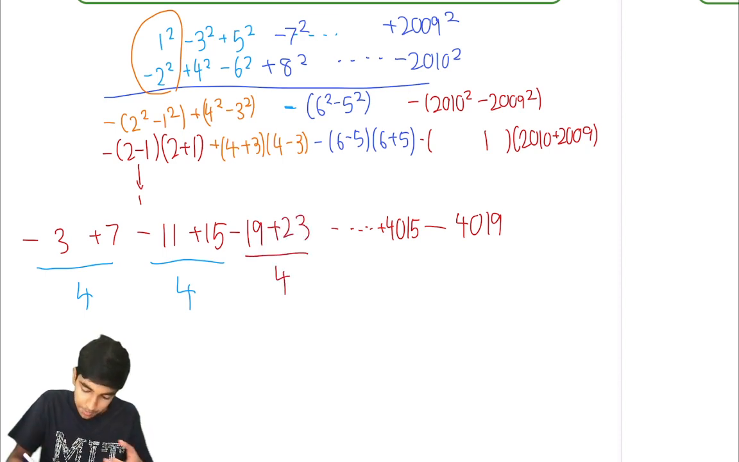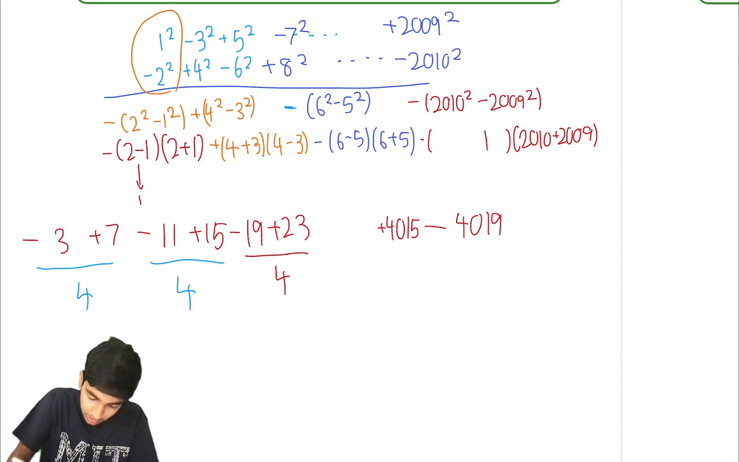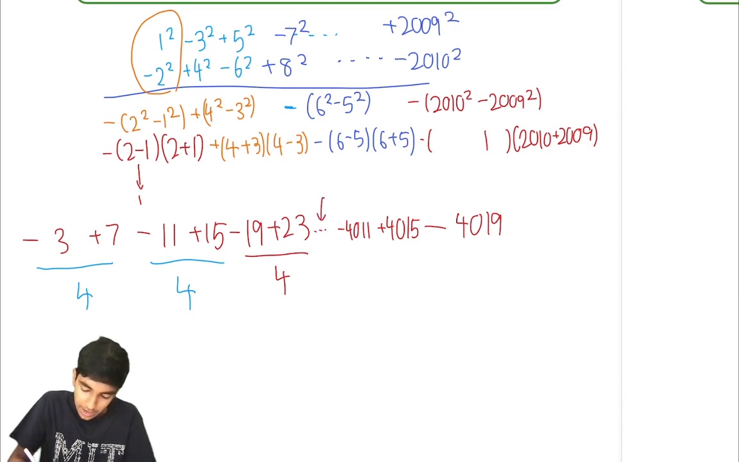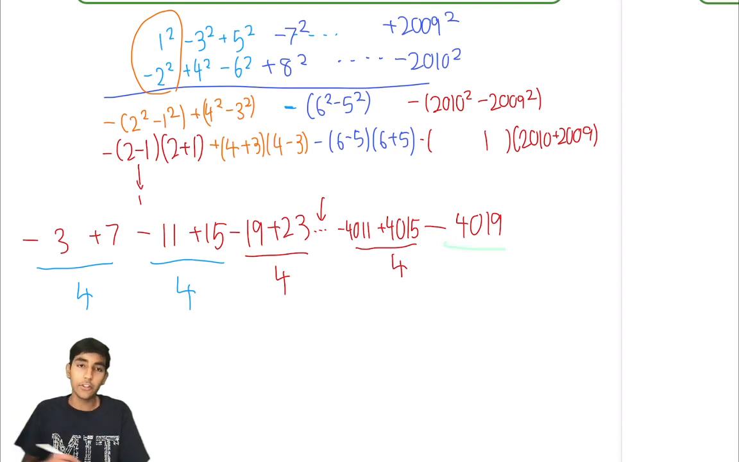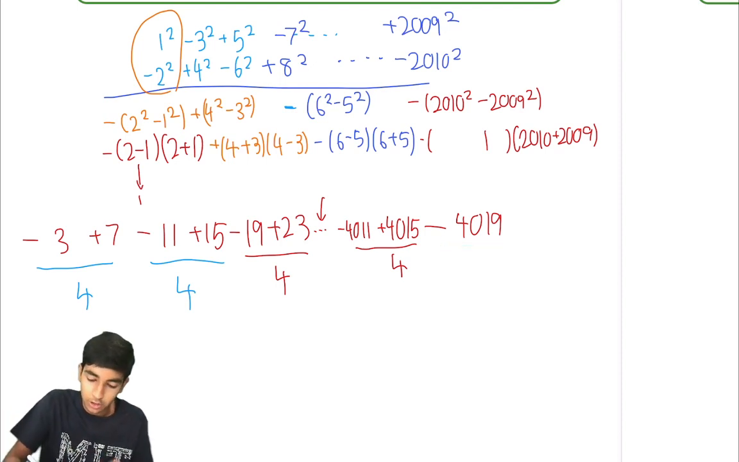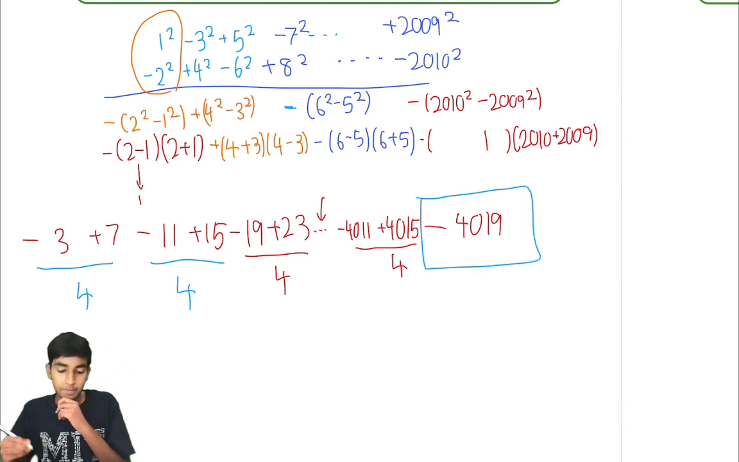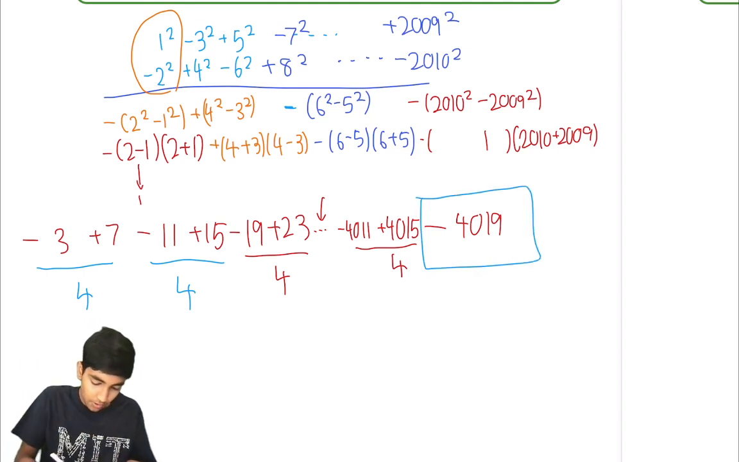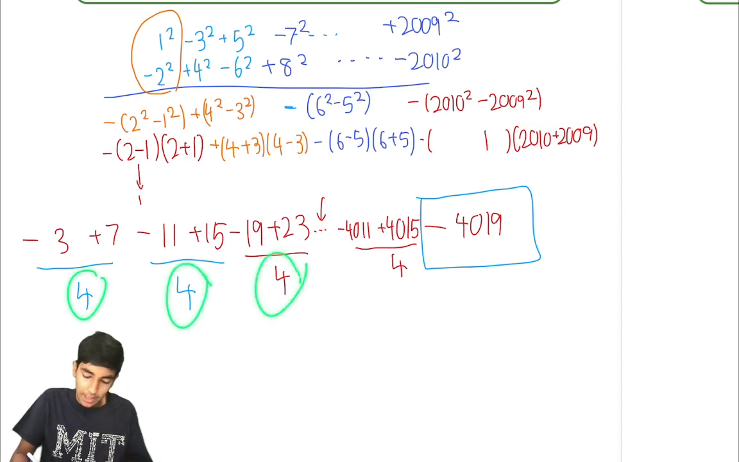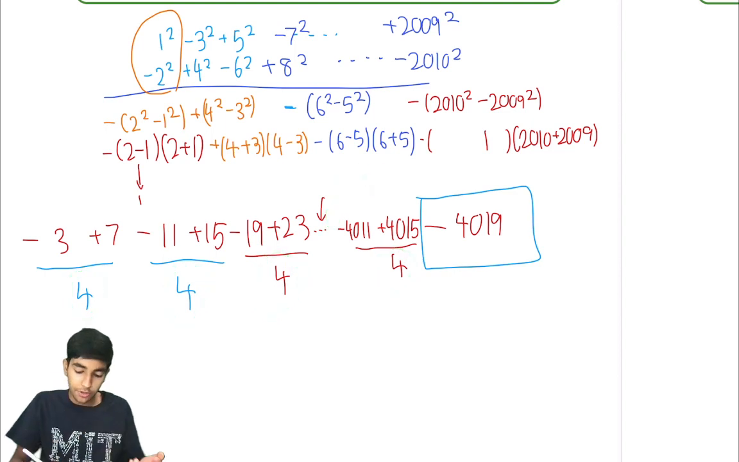All the way until minus 4011 plus 4015 with a bunch of terms in between, of course. And this is also 4. And then we've got just a straggling negative 4019 on the outside, which is just separate. You can think of it as extra part. So each of these terms is 4: 4, 4, 4, 4, and a bunch of 4s in between. But the question is, how many 4s are there? I mean, we need to figure that out, don't we?